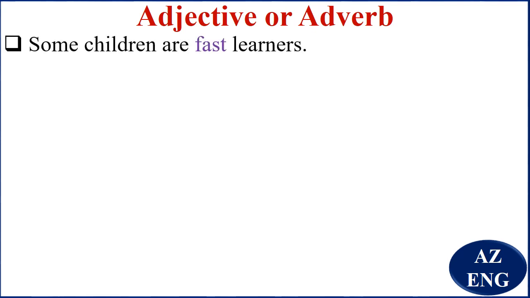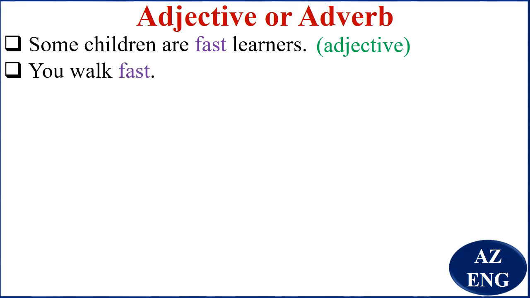Now what we've got is adjective or adverb. For example, some children are fast learners. So the word fast describes the learners for us. And if you can remember, what an adjective does is it describes a noun or a pronoun. So the word fast here is an adjective. You walk fast. Now the word fast here explains how you walk. Like, how do you walk? You walk fast. So we should be able to know that this is an adverb. You remember we have adverb of manner, time, frequency, and so on.